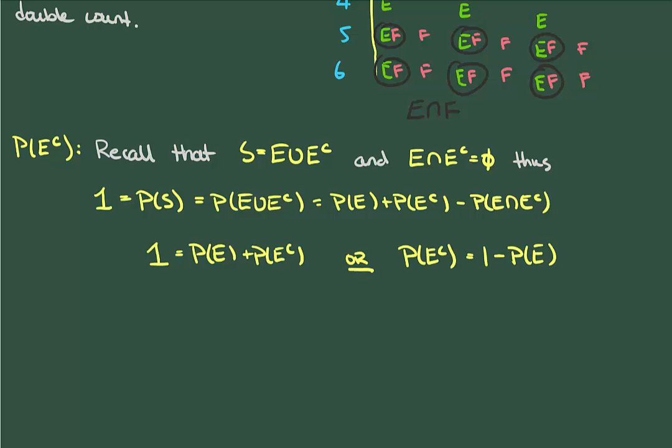which says that the probability of the complement is the complement of the probability. And this should make sense, right? If there's a 1 in 3 chance of something happening, that means there's a 2 in 3 chance of it not happening.